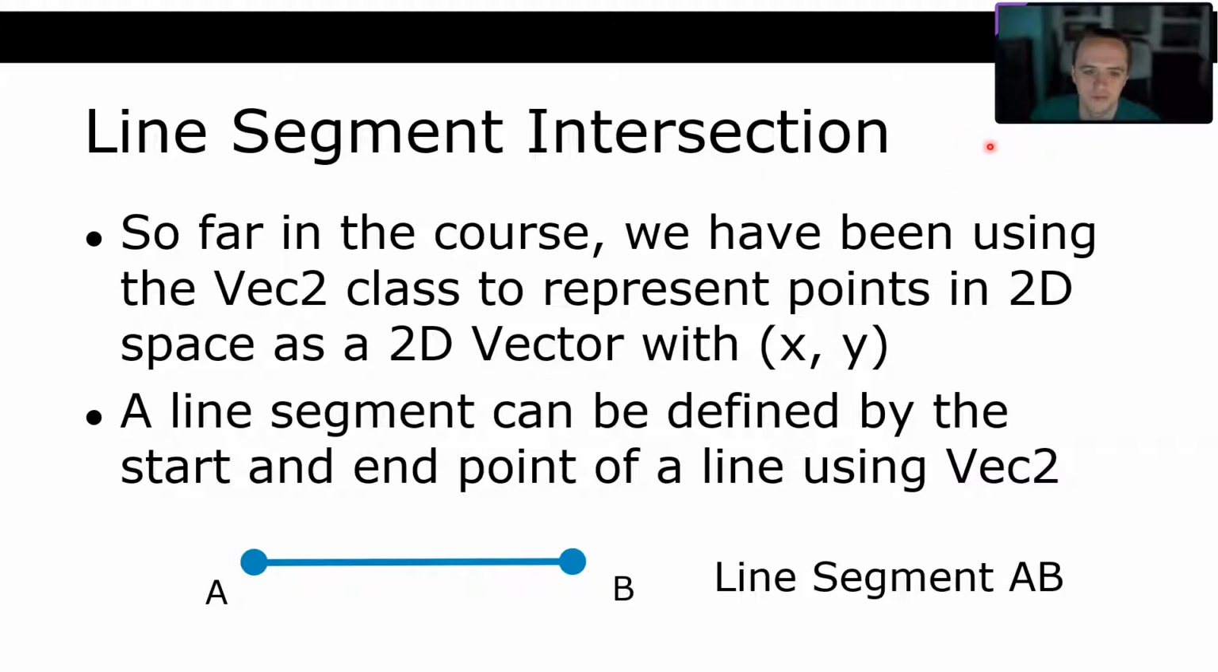So far in the course, we've been using the vec2 class to represent points in 2D space as a 2D vector with x and y. So we're all completely familiar with 2D vectors, right? So a line segment can be defined by the start and end point of a line segment using a vec2. So here we're looking at two vec2s. Instead of putting all the x and y coordinates on the slides, we're just going to use these vec2 variables here. So here we have vec2 a, here we have vector b. Okay, so we call this line segment AB. So again, if it starts at one point and ends at another point, it's called the line segment from where it started to where it ended.